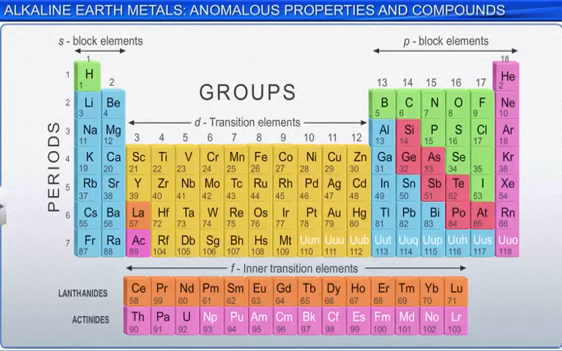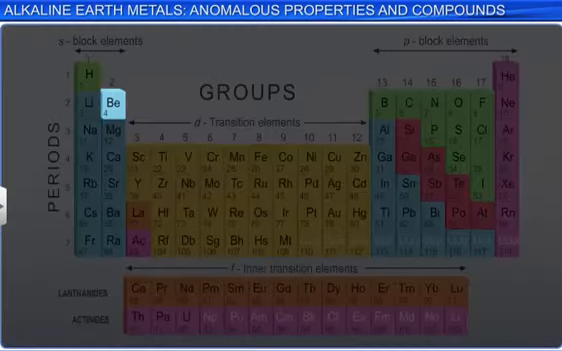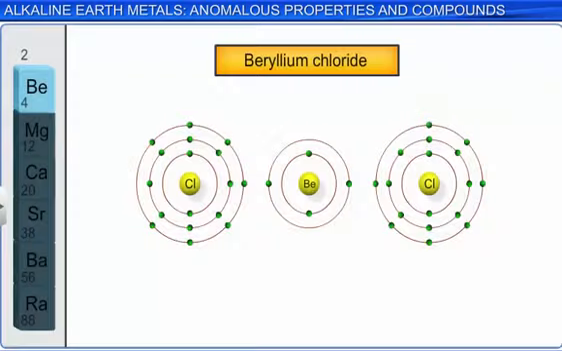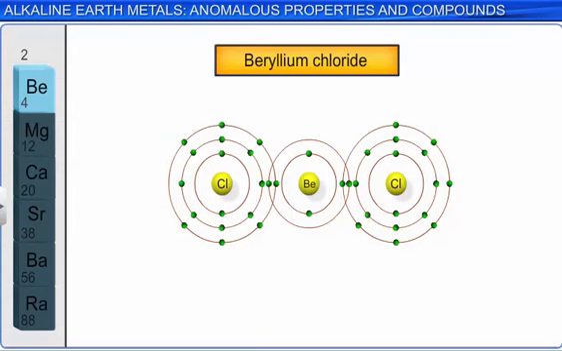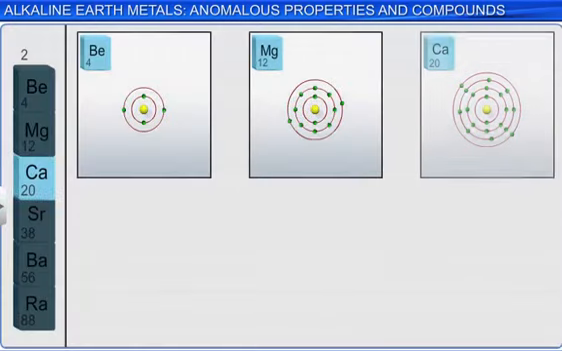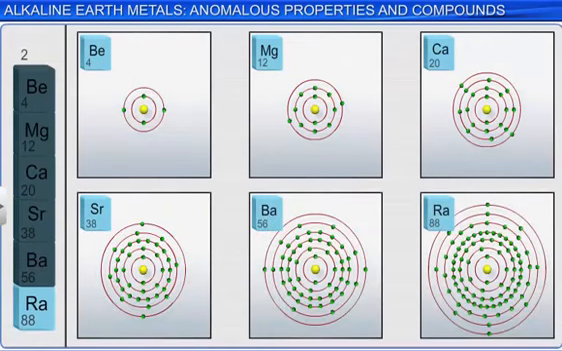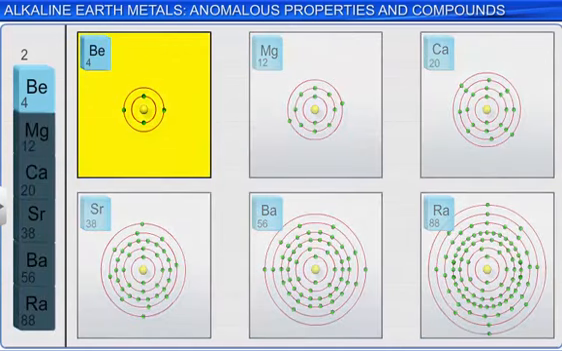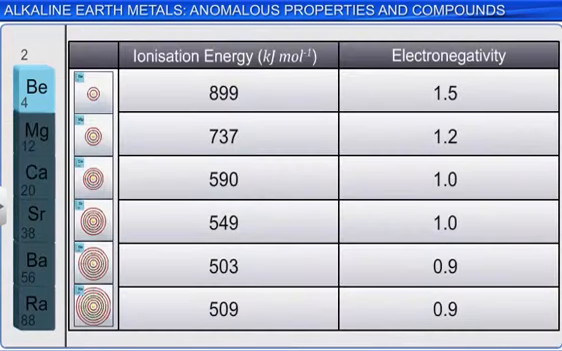In certain respects, beryllium does not behave like the other group 2 metals. In particular, the compounds of beryllium have a significant degree of covalent character and are easily hydrolyzed. This is due to the exceptionally small atomic and ionic radii observed for beryllium, as well as its high ionization energy and electronegativity compared to the other group 2 metals.